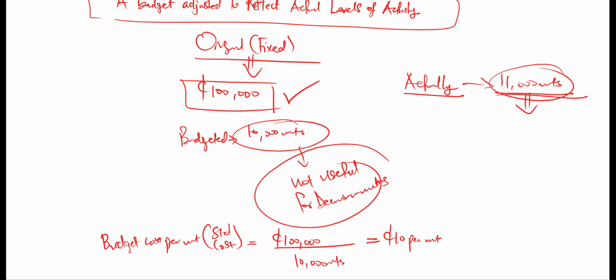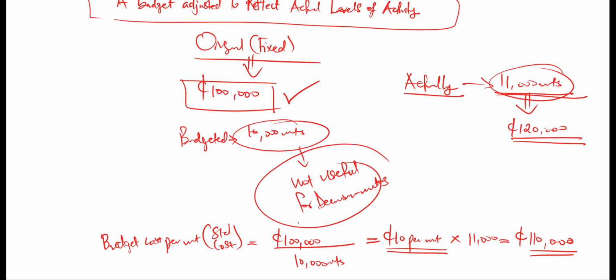True or false? Now, this 10 cedis per unit, if I end up multiplying it by the 11,000, it can really tell me how much we would have incurred, right? Assuming we planned using the 10 cedis. So that means we would have planned for what? Let's say this one gave us a total cost of 120,000, right? But we would have planned 110,000, right? True or false? True.